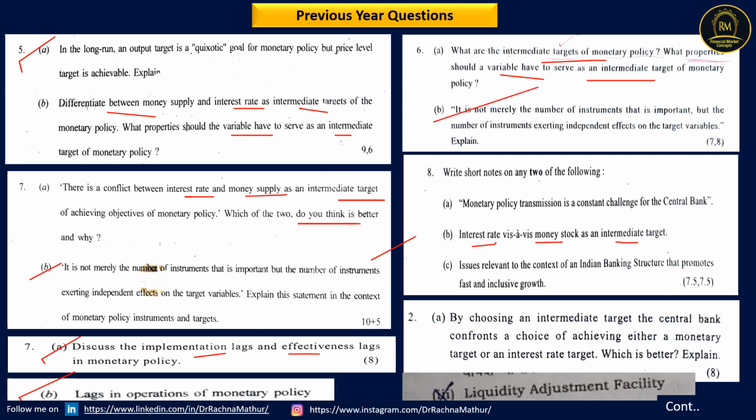Then coming to the liquidity adjustment facility, the question on LAF. By choosing an intermediate target, the central bank is conferred the choice of achieving either the monetary target or the interest rate target. So again, it is talking about the intermediate target. So please be prepared with the intermediate target, the interest rate and money stock target, the monetary policy lag, and that in the long run, output target is a quixotic goal for monetary policy. These are the very, very important questions from this chapter.